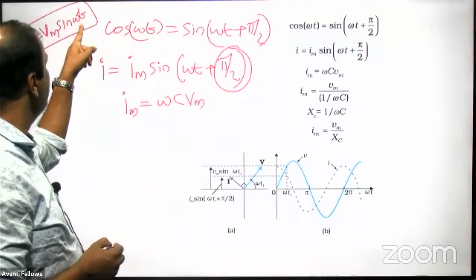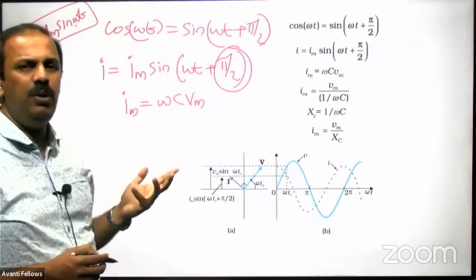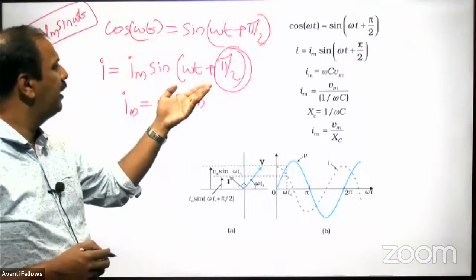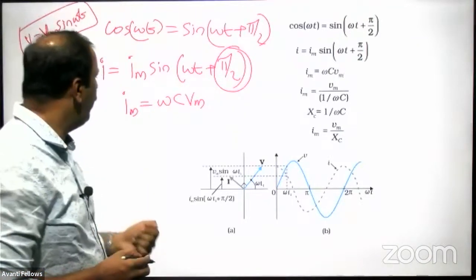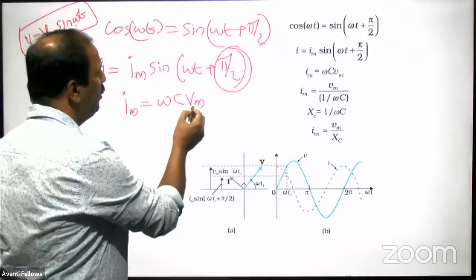So you can see this is omega t and this is omega t plus pi by 2. So the angle is the same only. There the voltage is leading by pi by 2. Here current is leading by pi by 2. And our Im is given by Im is equal to omega C into Vm.